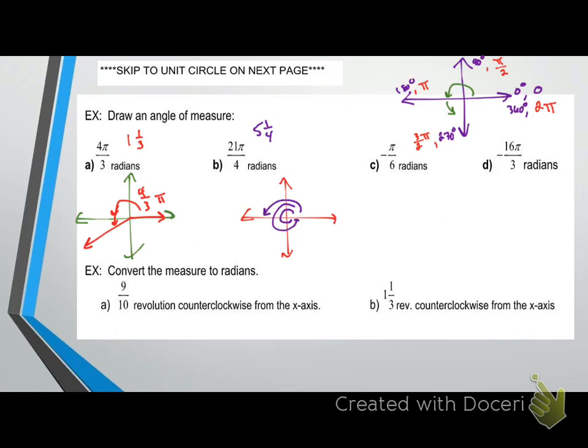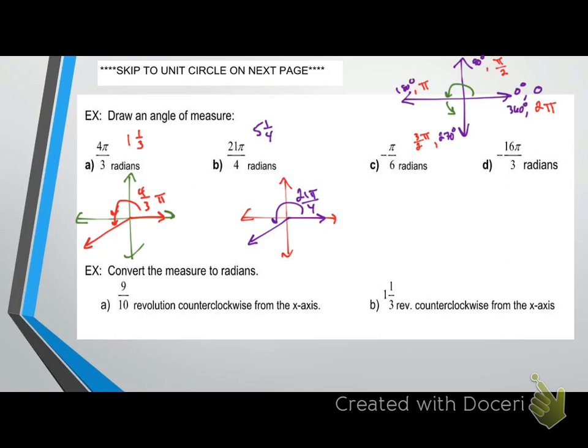Since a fourth of a pi is less than a half, I'm going to end up down here in quadrant 3. So my angle would look like this. Okay?